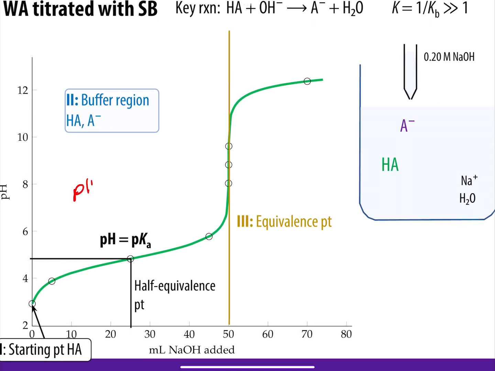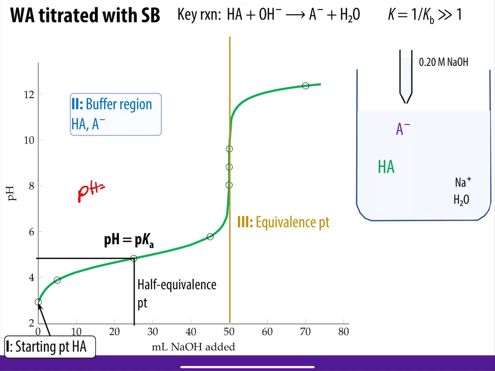Remember that for a buffer, we can always use that equation to get the pH. pH is equal to pKa plus log of the base over the conjugate acid. And so at that halfway point, we have the best buffering point. That's where this slope is the least steep. It's the flattest region of the curve here. And we have pH is equal to pKa. This lets us determine the pKa of our weak acid from this half equivalence point.